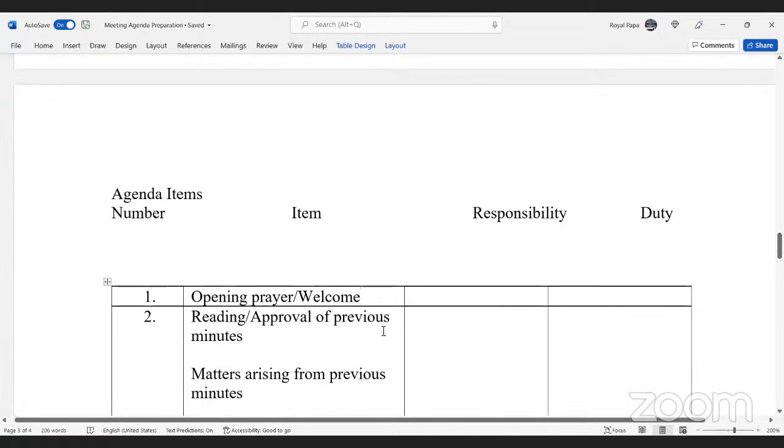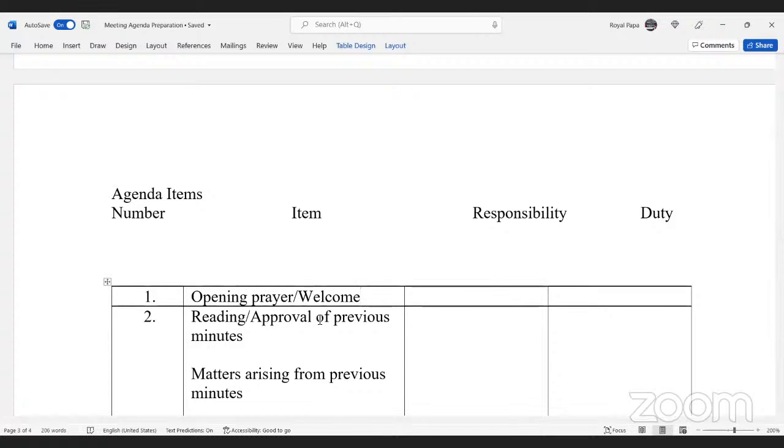In some cases, well, today I'm just giving you the format. We would come again to look at what goes into what, who moves a motion, who seconds a motion, and all that. But let me just go strictly by the format, and discussions may flow. So in an organization such as the Presbyterian Church of Ghana, there should be an opening prayer and a welcoming message from whoever has been appointed to do that.